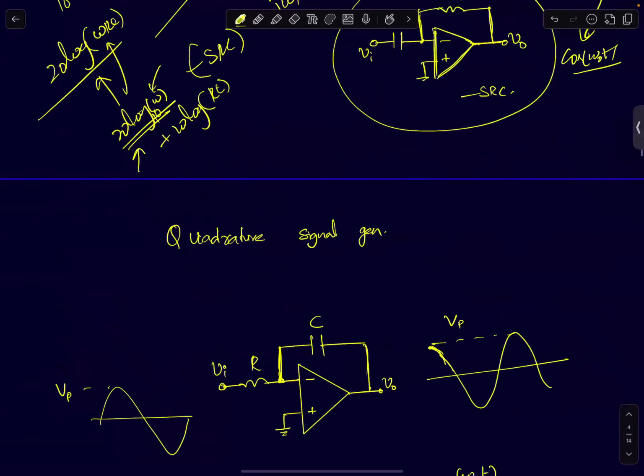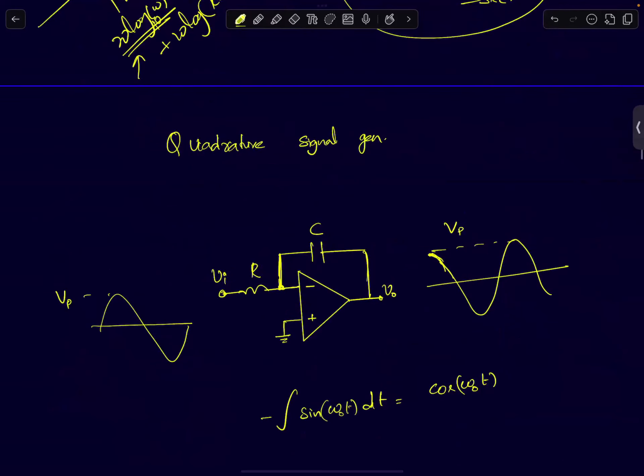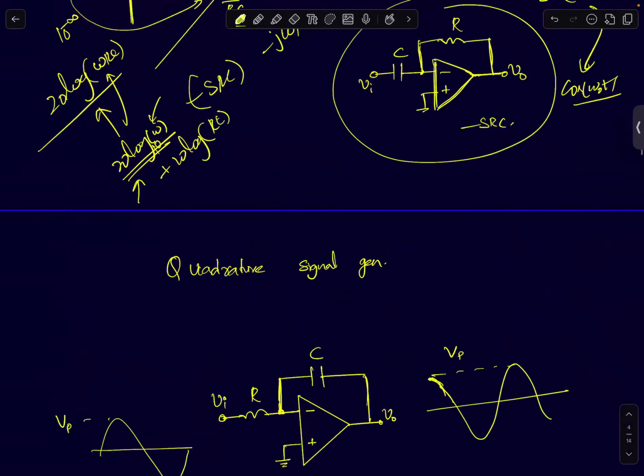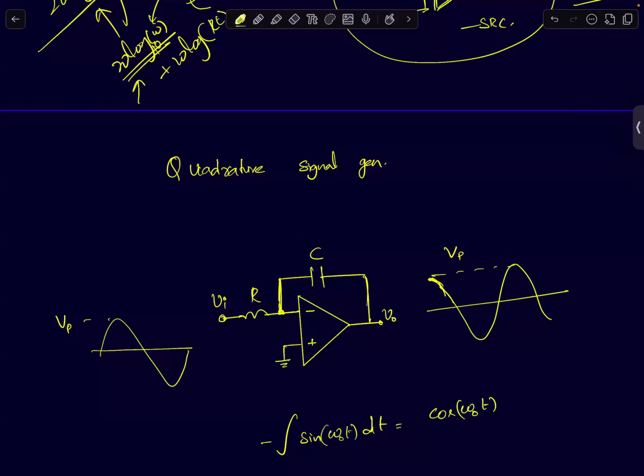So this property is called quadrature signal generation, meaning to both the differentiator or integrator, if I feed a cosine signal, I will get a sine wave as an output. If I feed a sine wave signal, I will get a cosine waveform as an output. So I've shown here the input and output waveforms of an integrator.